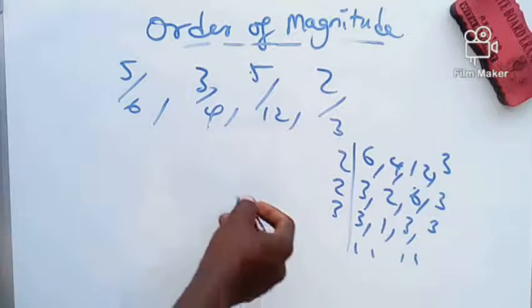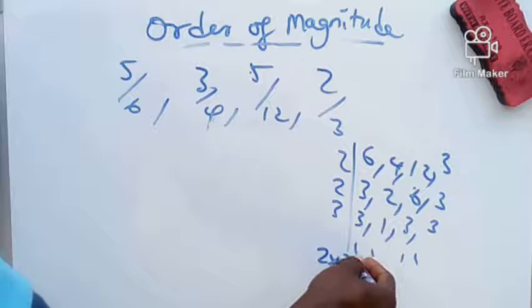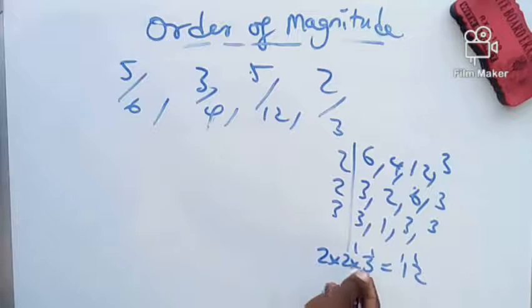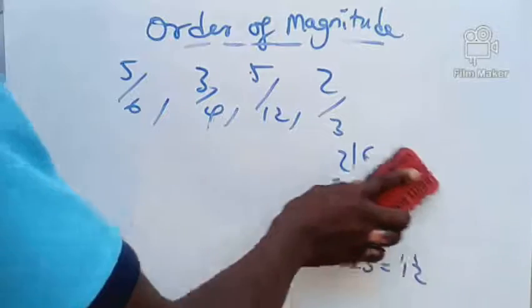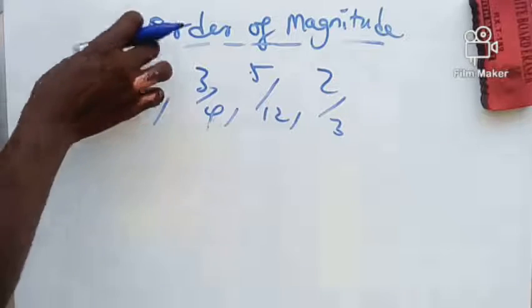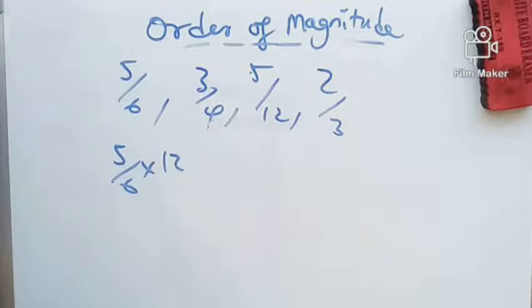So the LCM of 6, 4, 12, and 3 is what? 2 times 2 times 3, and that is what? 2 times 2 is 4. 4 times 3 is 12. Now, having gotten the LCM, the next stage is to multiply each of the fractions by the LCM one by one. The first fraction is 5 over 6. We multiply it by the LCM, 12.